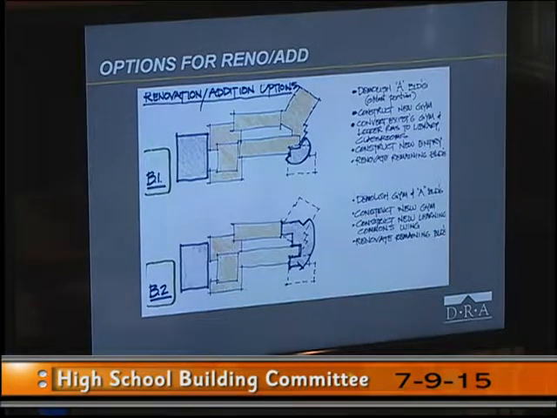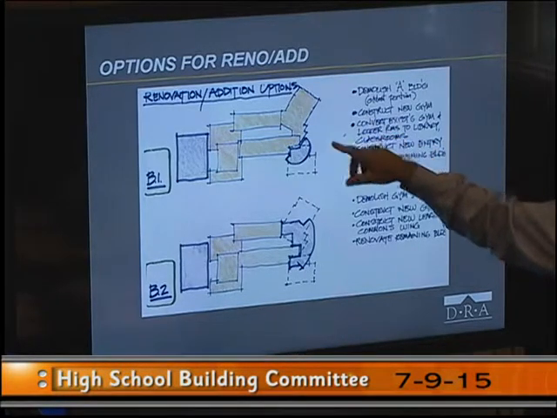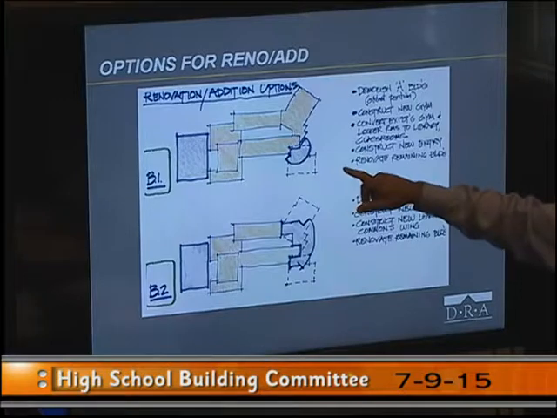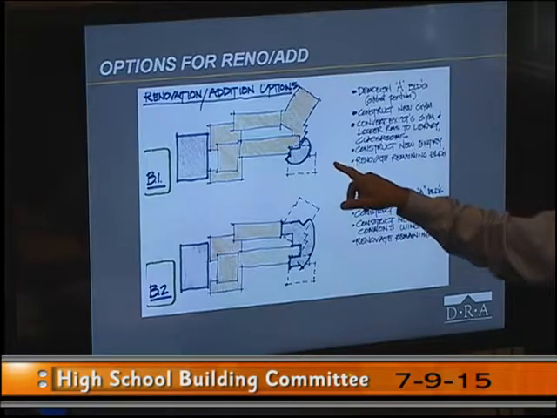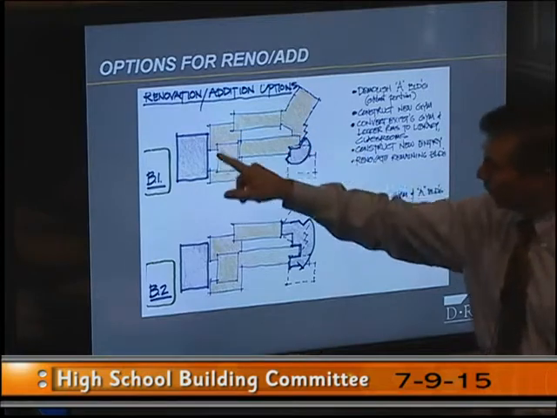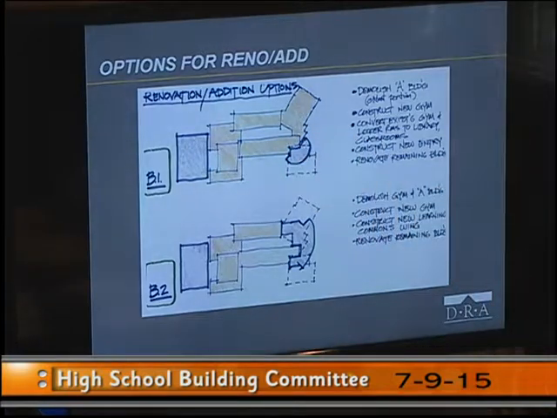So we've shown 4 possibilities there, and the easiest way to think about them is how much demolition is involved, and conversely, how much new construction is involved. So B1 has the least amount of demolition, the least amount of new construction. In other words, or said another way, it saves most of the existing building.